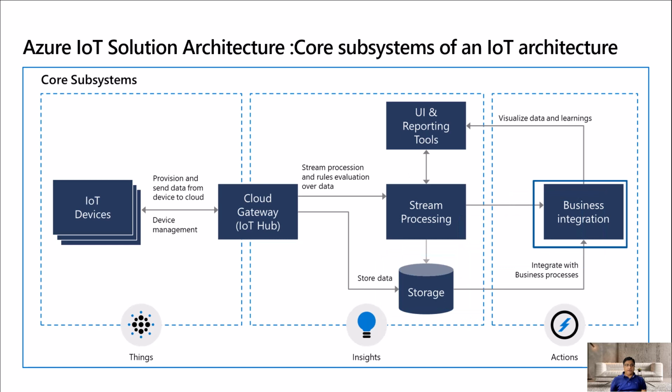And then finally we have business integration. Business integration are the business components which actually consume this data: the applications and the integration interfaces. It could be any REST API call which is being used to call the external system. So this is how the whole core subsystem component works in Azure IoT.